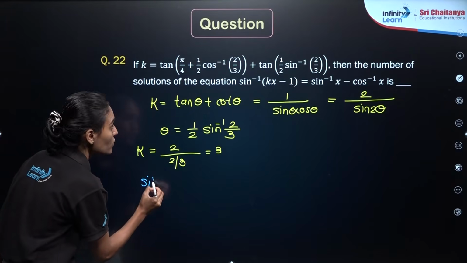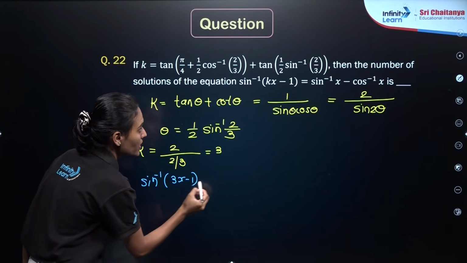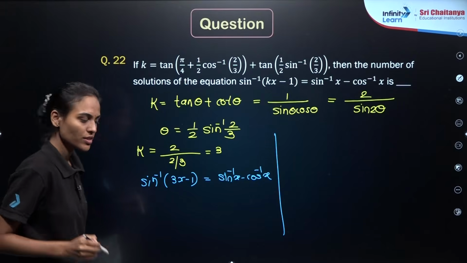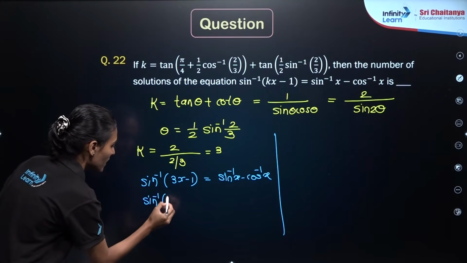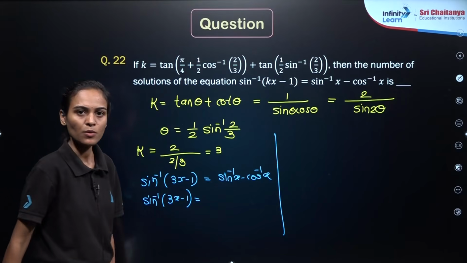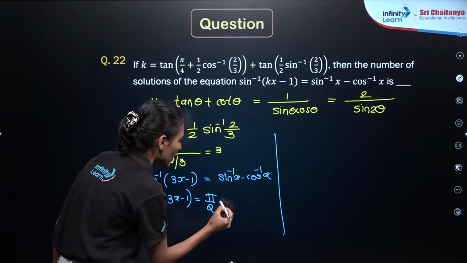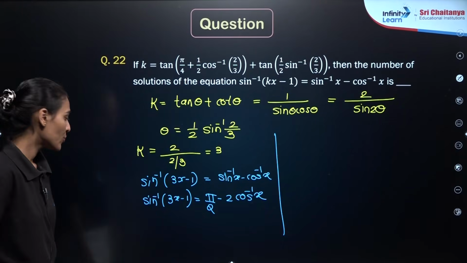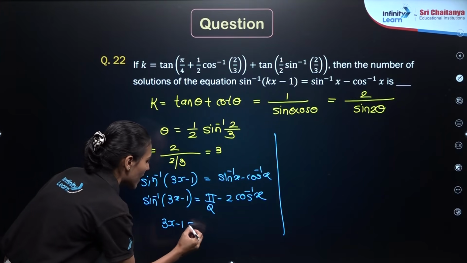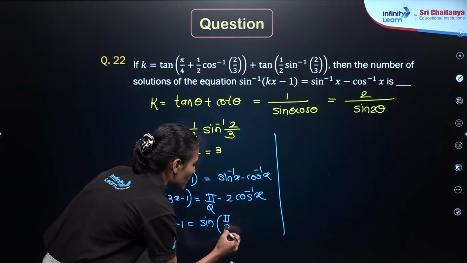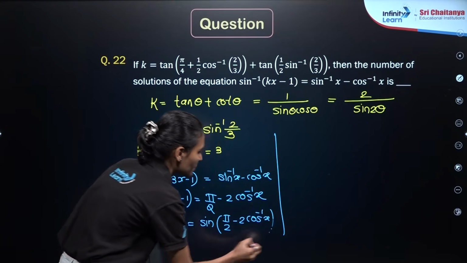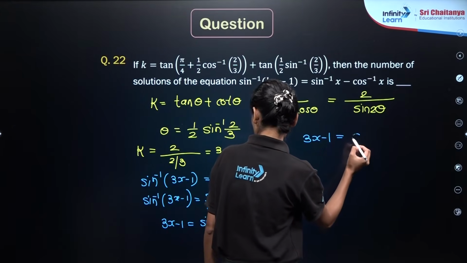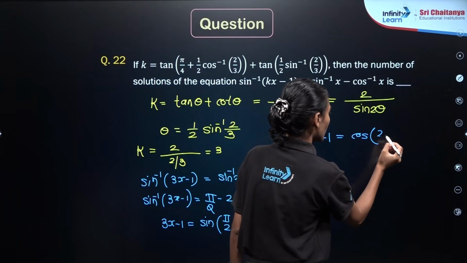k is 3, right? So it is sin inverse of kx minus 1, that is 3x minus 1, equals sin inverse of x minus cos inverse of x. So this will become sin inverse of 3x minus 1. What is sin inverse x? Pi by 2 minus cos inverse x. So pi by 2 minus cos inverse x minus cos inverse x means minus 2 times cos inverse x. So from here you will get 3x minus 1 as sin of pi by 2 minus 2 times cos inverse x. What is sin of pi by 2 minus x? Cos x. So you will get 3x minus 1 equals cos of 2 times cos inverse x.